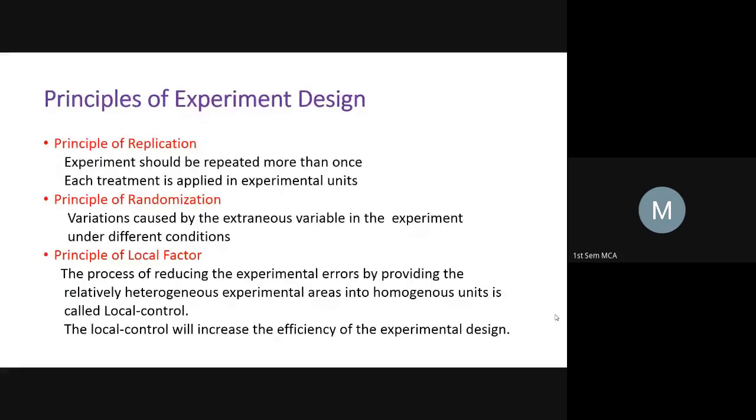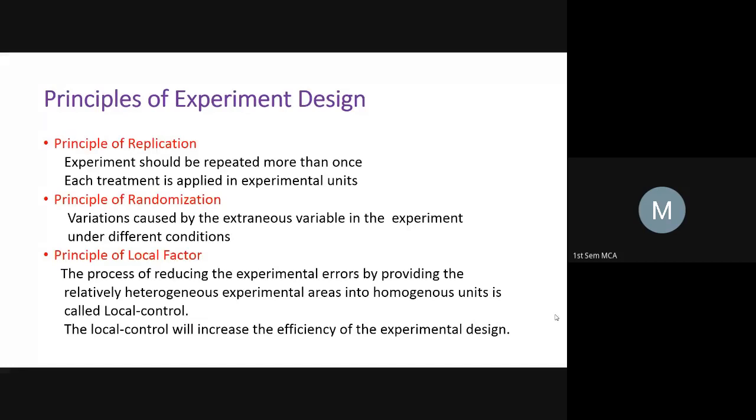Next, the principle of local control. Here factor is nothing but your parameters. Okay, factors are nothing but your parameters. The process of reducing the experimental errors by converting relatively heterogeneous experimental areas into homogeneous units is called local control. Okay, so what is the meaning of this? Under the principle of local control, you are trying to reduce the experimental errors.